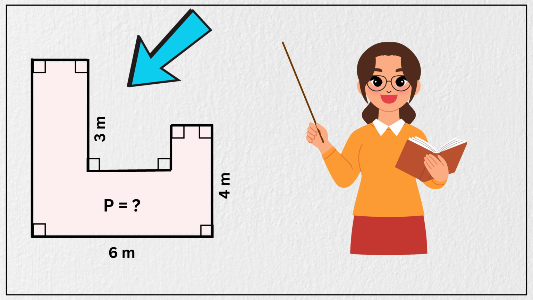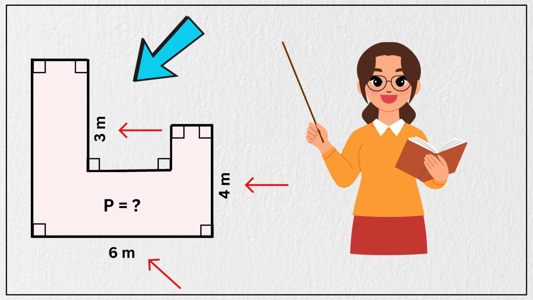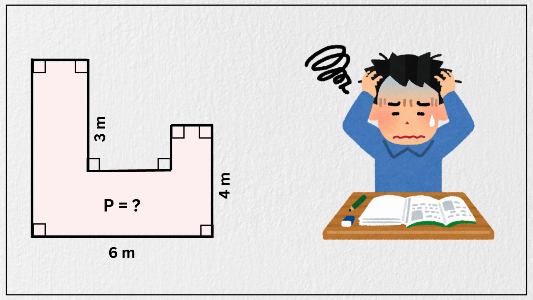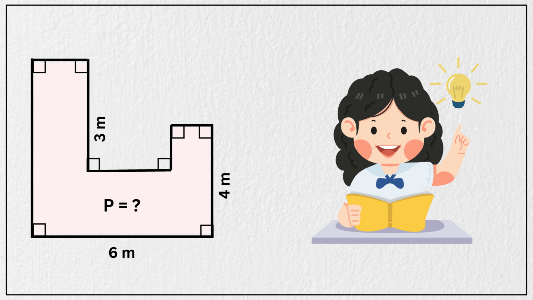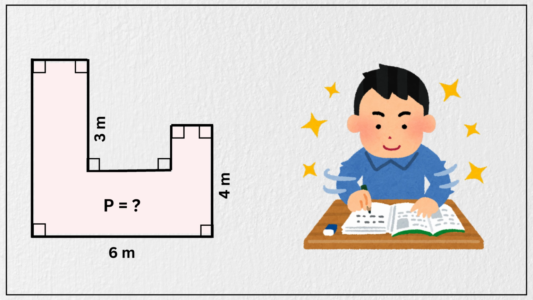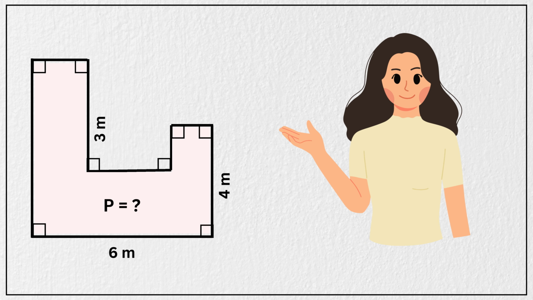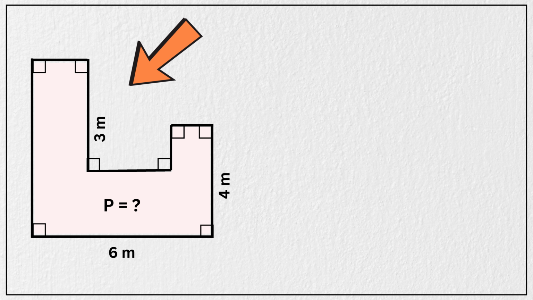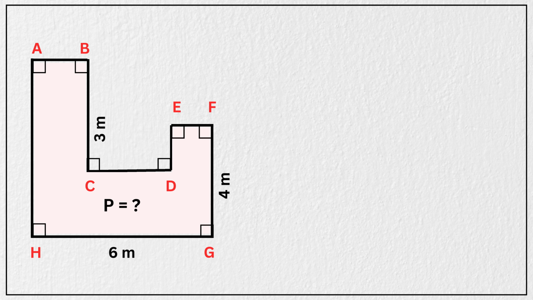However, in this particular problem, we're only given the lengths of 3 sides. At first glance, it might seem impossible to find the perimeter, but with a bit of strategic thinking, we'll see it's actually very doable. Let's approach the problem step by step. Let's label the corners of the figure as A, B, C, D, E, F, G, and lastly, this as H.